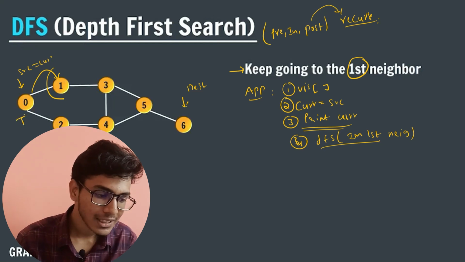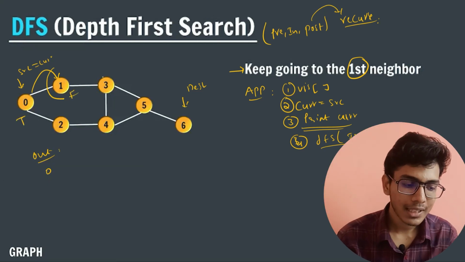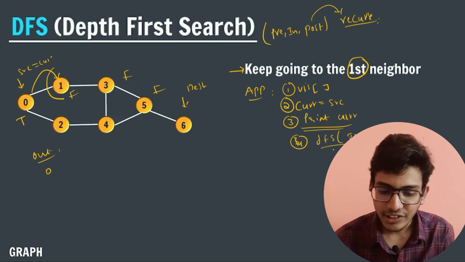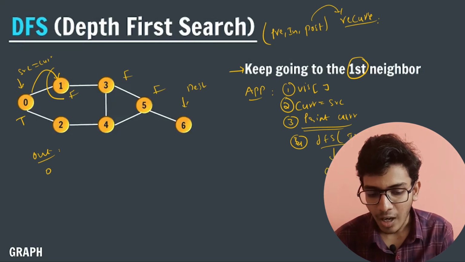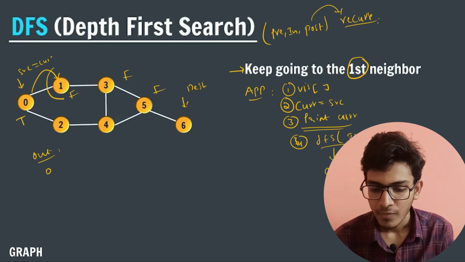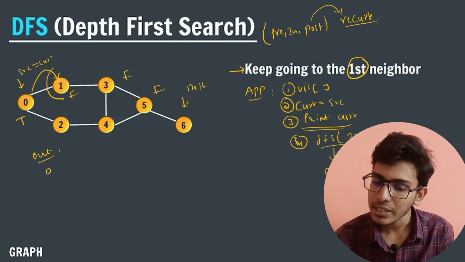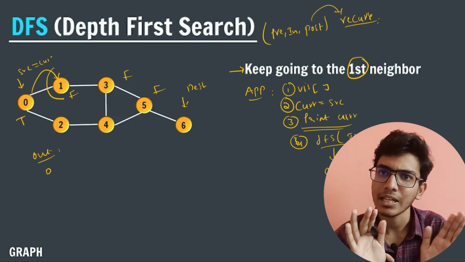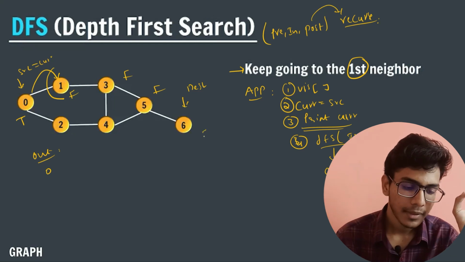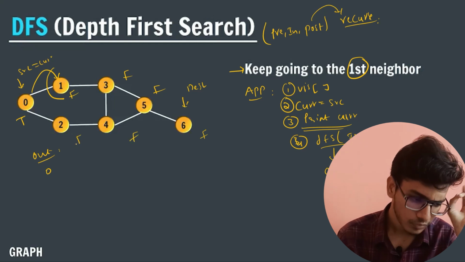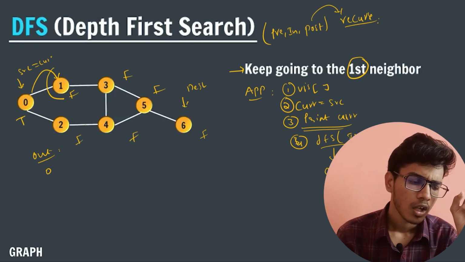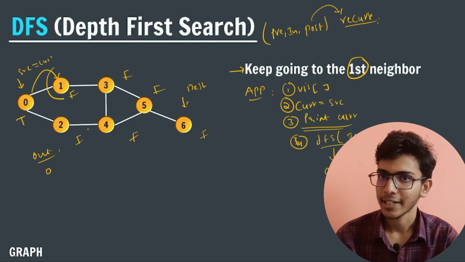Okay, and I will make this as true. Now all the things are assigned false, right? And this DFS function only gets called if the visited of that neighbor is false, then and only then I will call, else I will not call that element again. Okay, so all the elements are assigned with false. Now one is not visited.